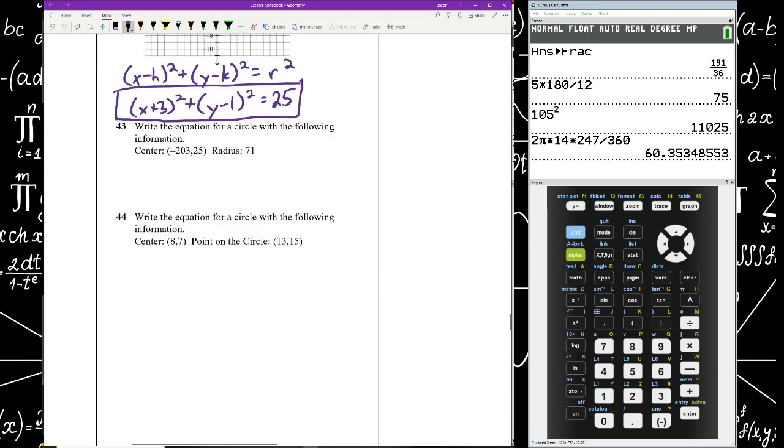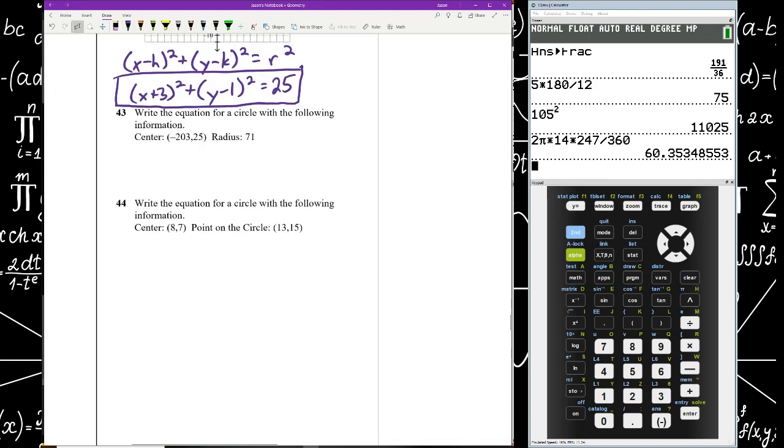Skipping to number 44, this one's a little trickier because it does not give you the radius. You instead are given a point and the center. But we can do the same thing. I'm going to leave the equation at the top so you can look at that. h is 8, k is 7, and this time we replace x with 13 and y with 15. The reason is we're going to plug those in to solve for r squared, and then take those back out and replace r squared.